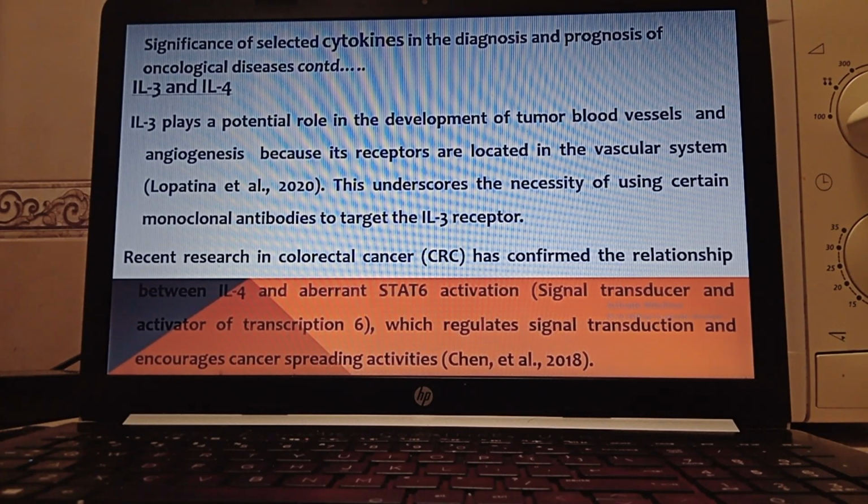Recent research in colorectal cancer has confirmed the relationship between interleukin 4 and aberrant STAT6 activation. STAT6 stands for signal transducer and activator of transcription 6, and STAT6 is known to regulate signal transduction and encourage cancer spreading activities.